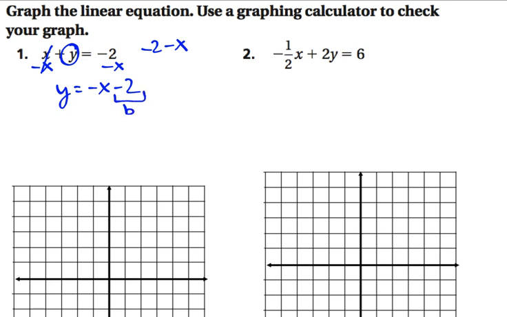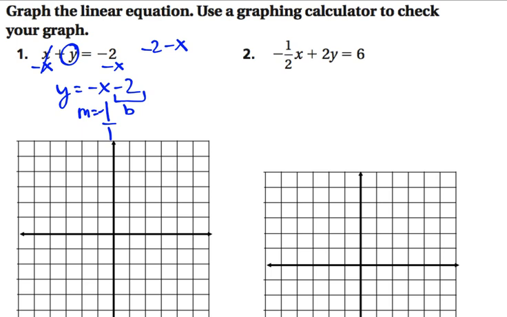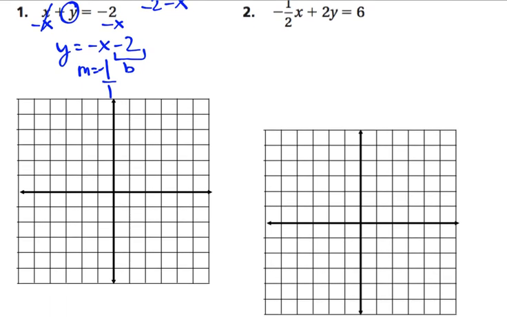The intercept is negative 2. The slope is negative 1. Treat that as a fraction so it's easy to graph: negative 1 over 1. And we start with the intercept at negative 2. Then we do the slope of down 1 over 1. We can also do up 1, back 1, following the pattern up. And we've got our graph.